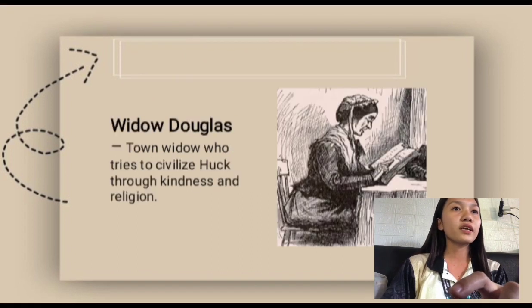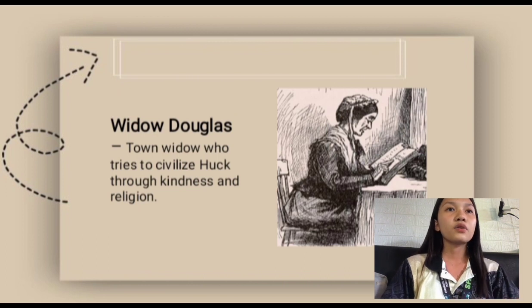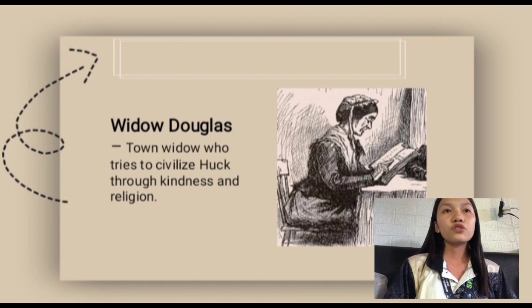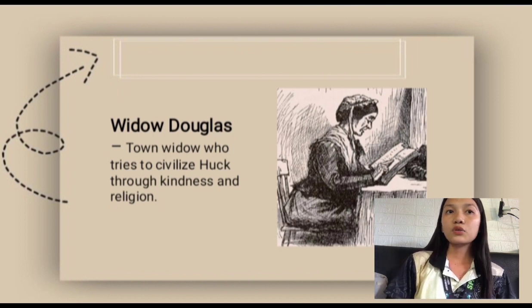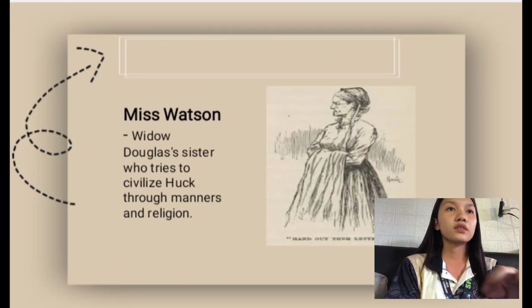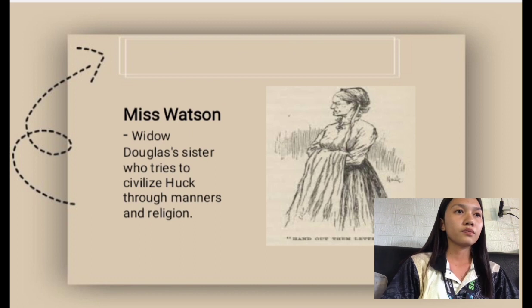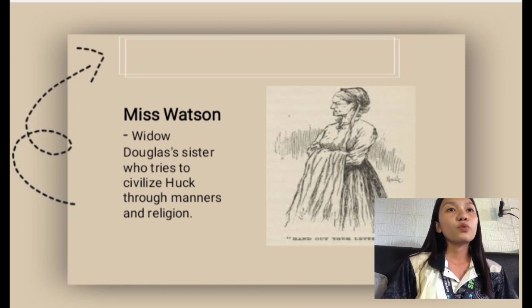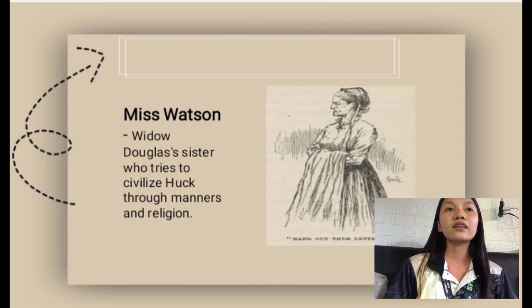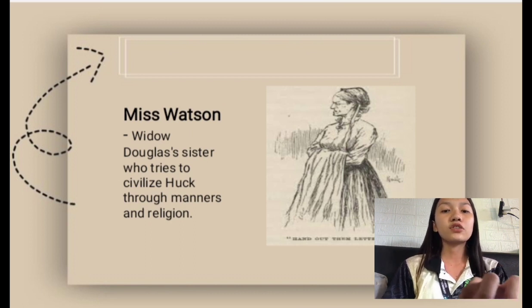The next one is Widow Douglas. So Widow Douglas is a town widow who tries to civilize Huck through kindness and religion. And she has a sister named Miss Watson. So Miss Watson is Widow Douglas' sister who tries to civilize Huck through manners and religion.